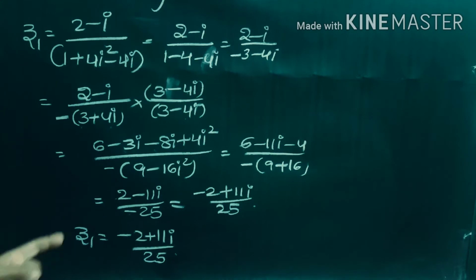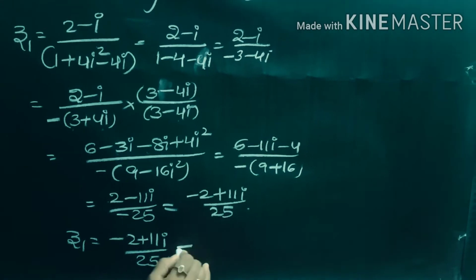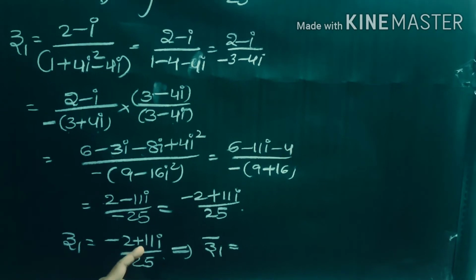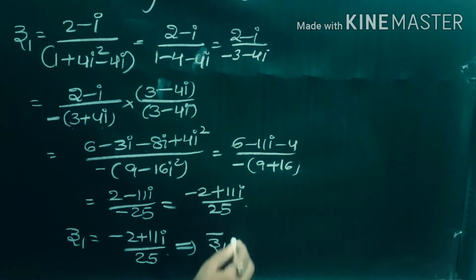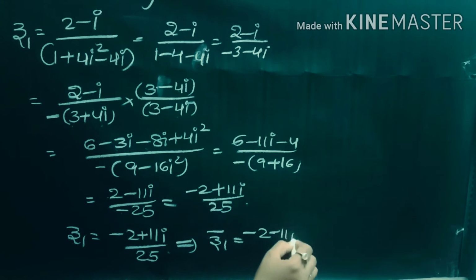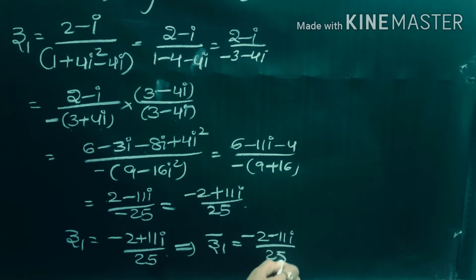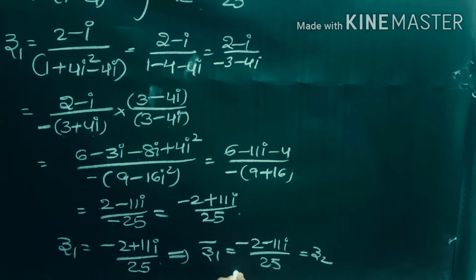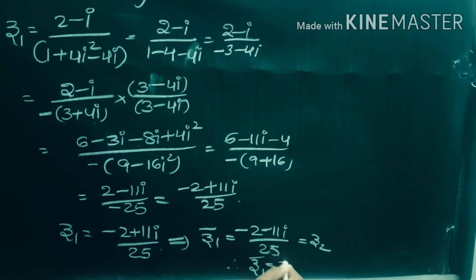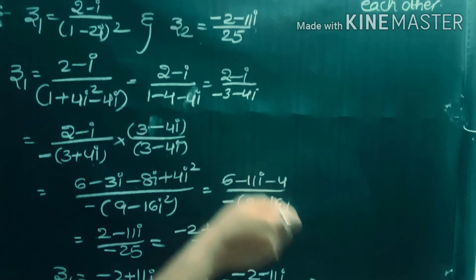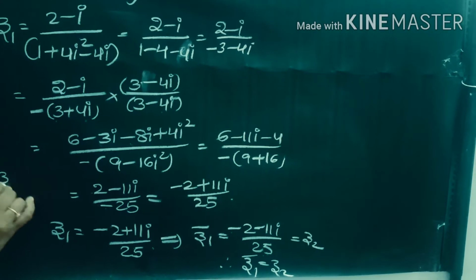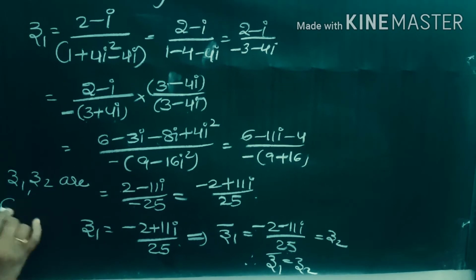Now we find the conjugate of this number, which implies z1 bar is equal to, conjugate means we change the sign of the imaginary part, so it becomes (-2 - 11i)/25, which is nothing but z2. Therefore z1 bar is equal to z2. So the given complex numbers are conjugates of each other. Therefore z1, z2 are conjugate to each other.